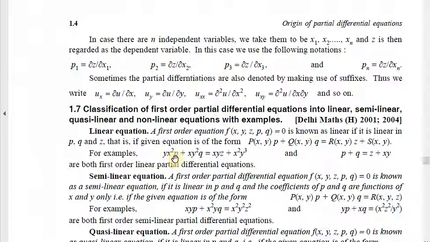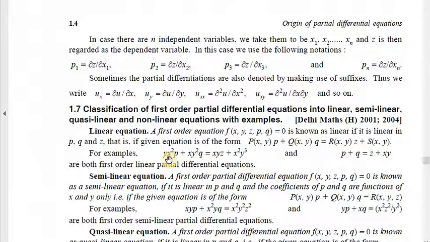So you see, this is the first order partial derivative with respect to x of z, this is the first order partial derivative of z with respect to y, and here z square. So you see the degree of p, q and z is 1. So this is a first order linear partial differential equation.